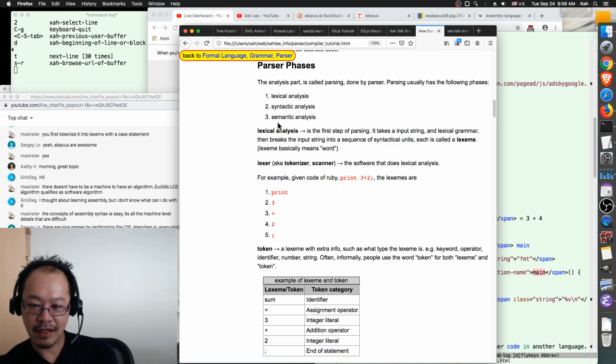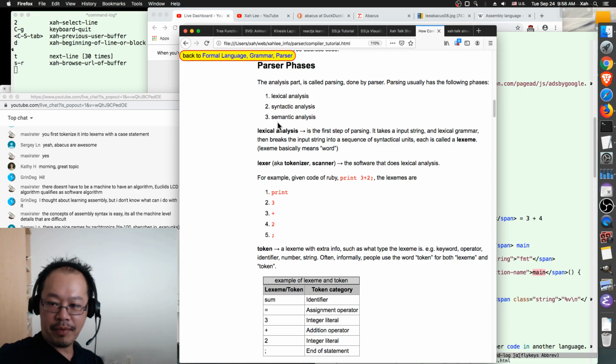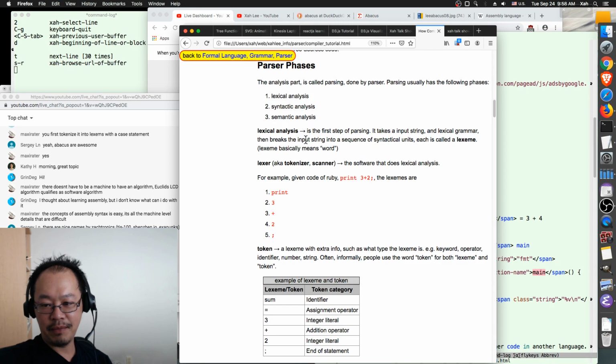Lexical analysis is the first step of parsing. It takes an input string and a lexical grammar, and then breaks the input string into a sequence of syntactical units. Each is called a lexeme or token.